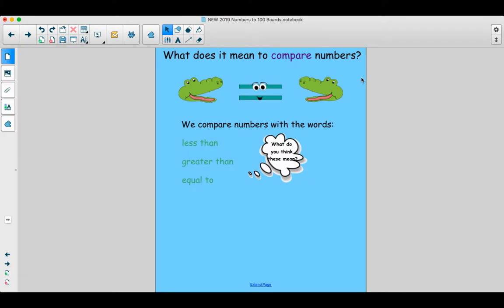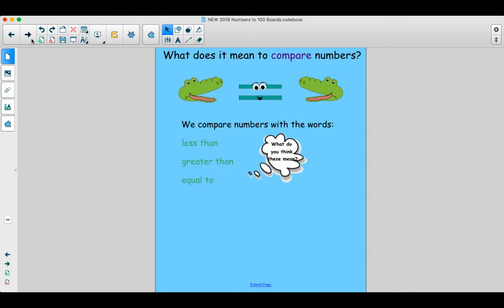We compare numbers with the words less than, greater than, and equal to. What do you think those words mean? What do you think less than means? What do you think greater than means? And what do you think equal to means?